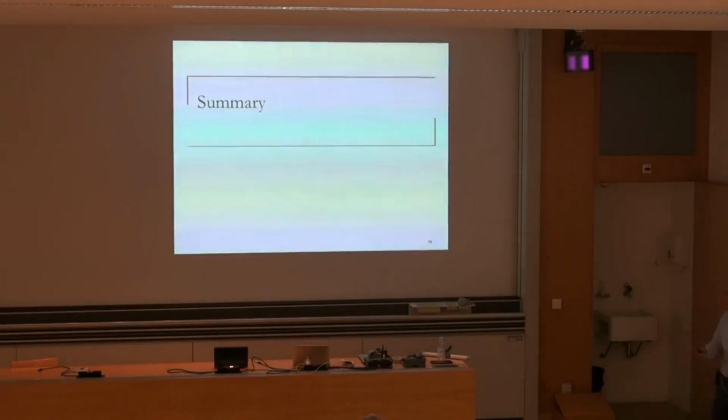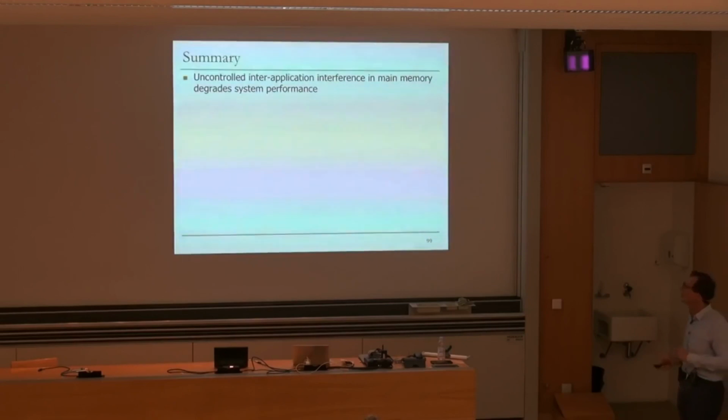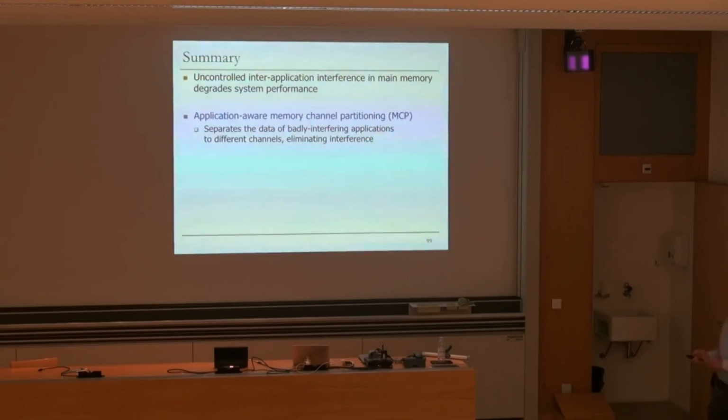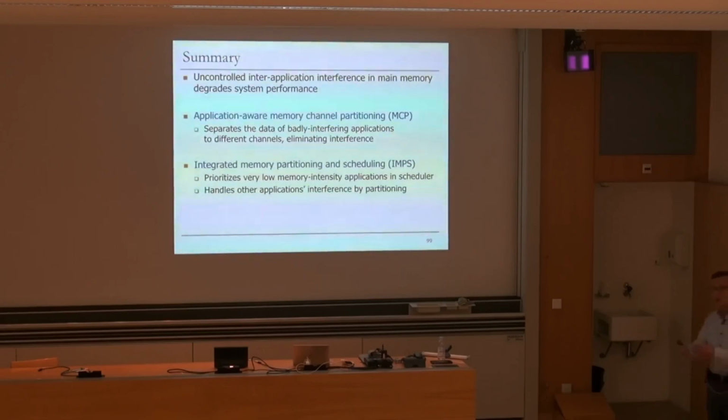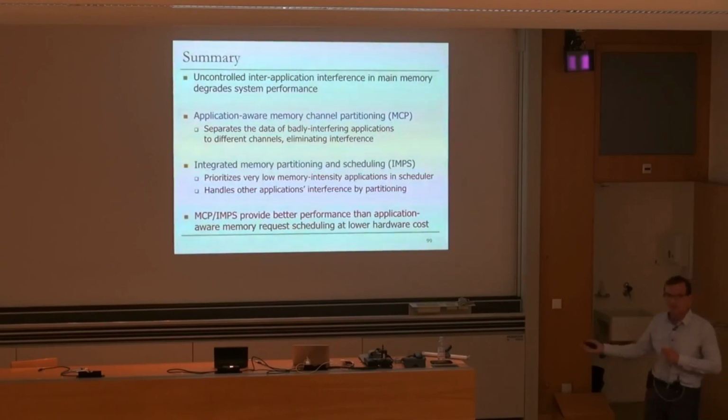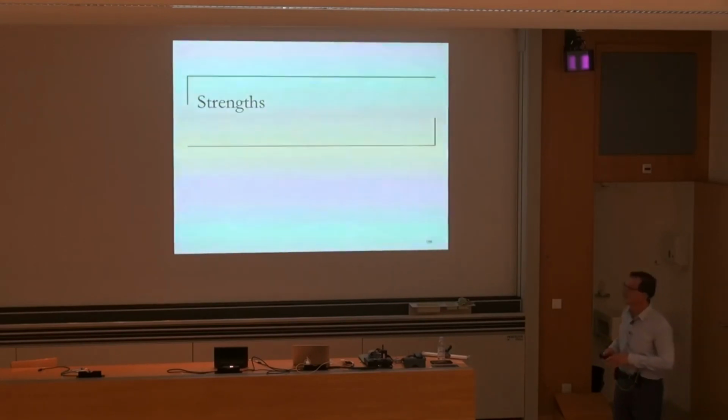Okay, so that's almost the end of the summary. It's always good to have one slide if you have time. Basically, the one slide summary is: uncontrolled inter-application interference in main memory degrades system performance. This paper proposes two mechanisms, application-aware memory channel partitioning. The key idea is to separate the data of badly interfering applications to different channels, eliminating interference. It also combines this with very simple memory scheduling, prioritizing very low memory intensity applications in the scheduler, and handling other application interference by partitioning. The resulting mechanisms provide better performance than application-aware memory request scheduling mechanisms that are designed so far, at lower hardware cost. So we're done with the summary.